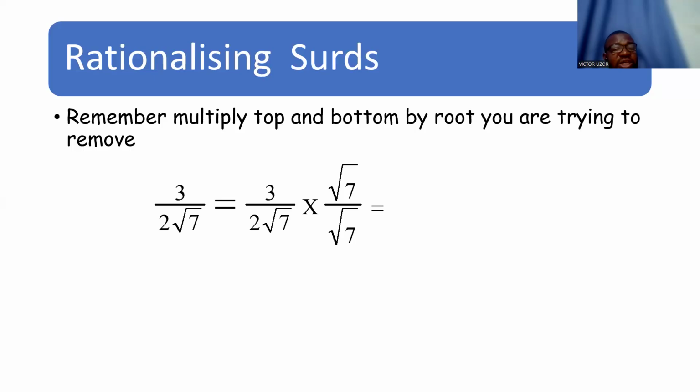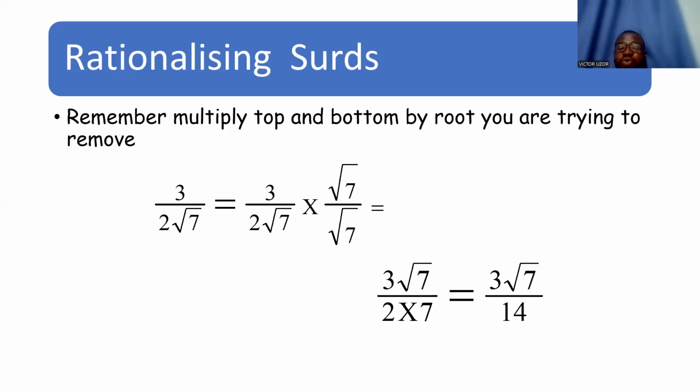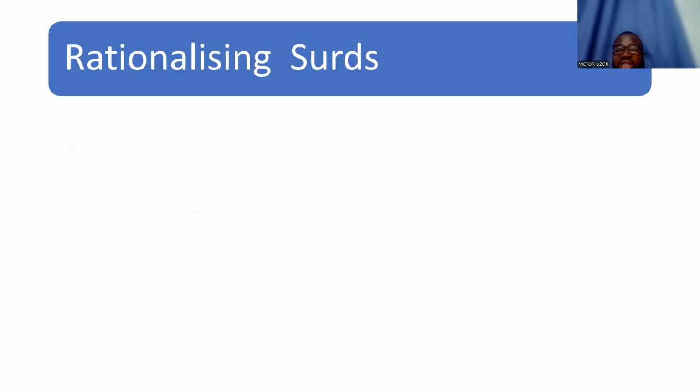So look at this one now. I want to remove root 7. So I'll multiply both top and bottom by root 7. Remember why I'm doing that: whatever I do to the numerator, if I do the same to the denominator, the fraction is still equal. Do you understand? How this works is that when I multiply the root in the denominator by the same root, you will remove the root. That is why you are multiplying both of them by that. So you can simplify it like this.